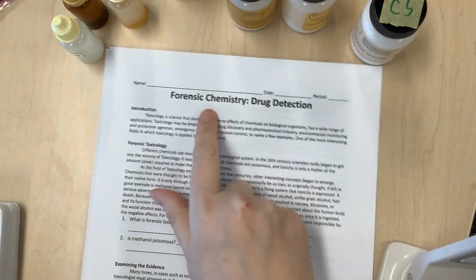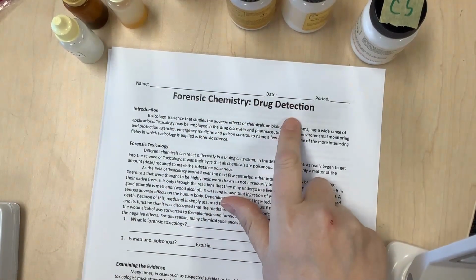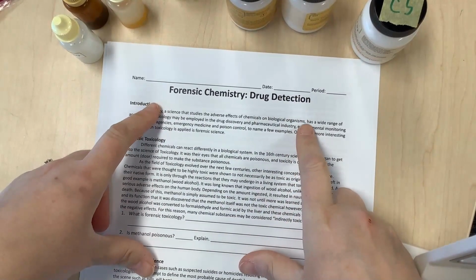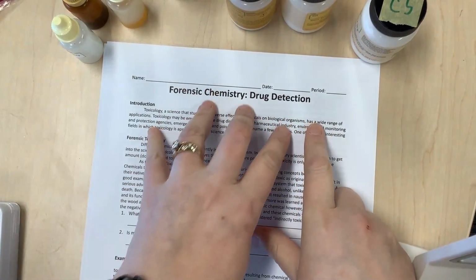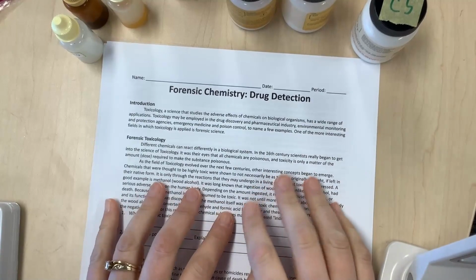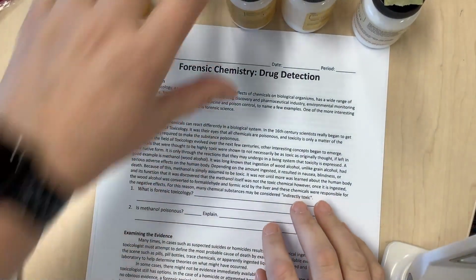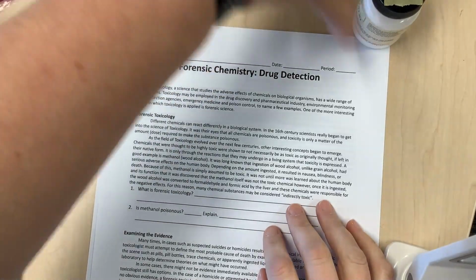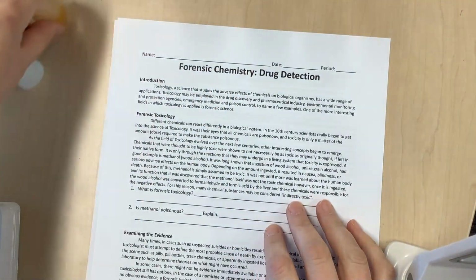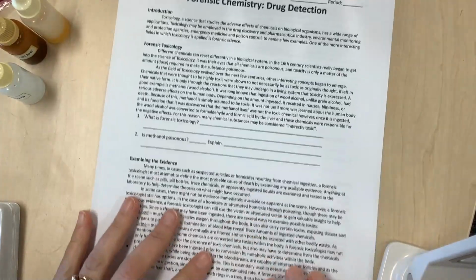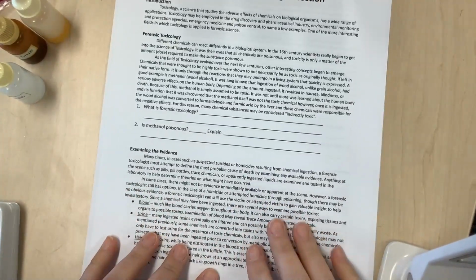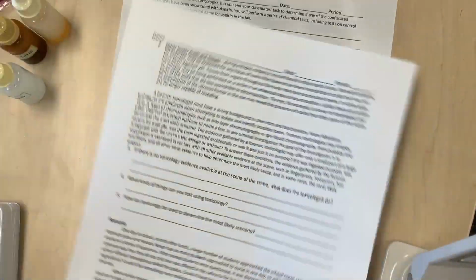Okay, folks, so this is our forensic chemistry drug detection lab. So the first thing you need to do is actually read all of this information so that you can answer these questions. These are before the lab, and you need to pay attention to this because otherwise the lab won't make any sense. It talks about how we examine evidence.